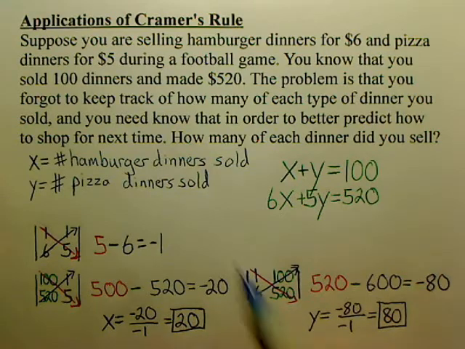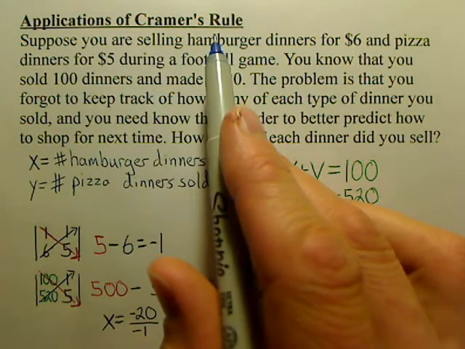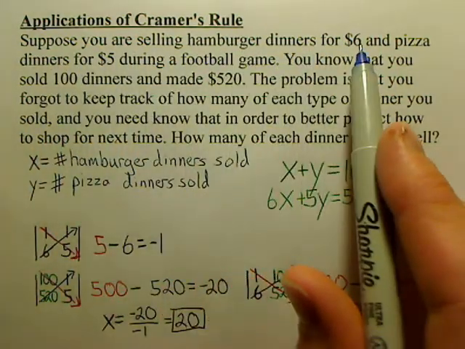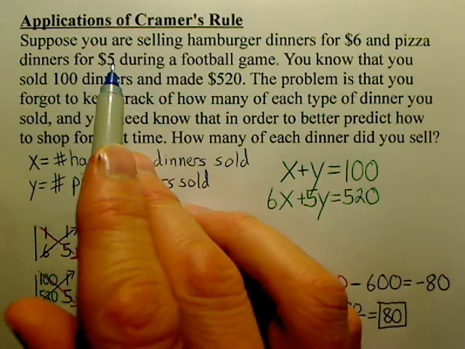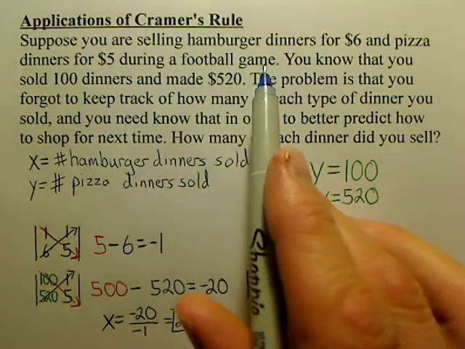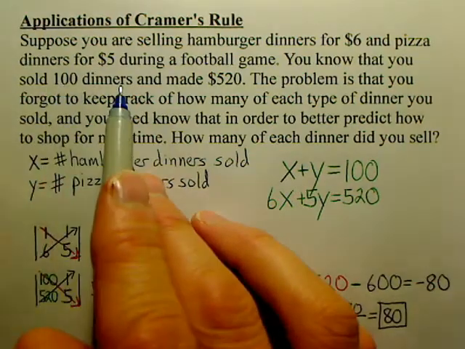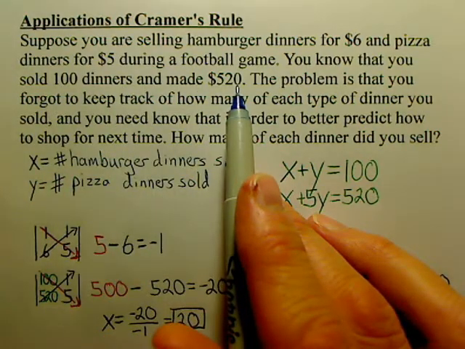Let's now talk about an application of Cramer's rule. Suppose you're selling hamburger dinners for $6 and pizza dinners for $5 during a football game. It's like homecoming or something. And you know that you sold 100 dinners and made $520.